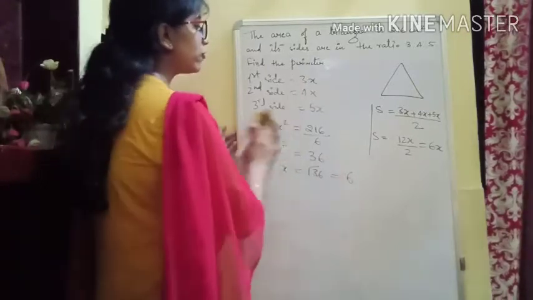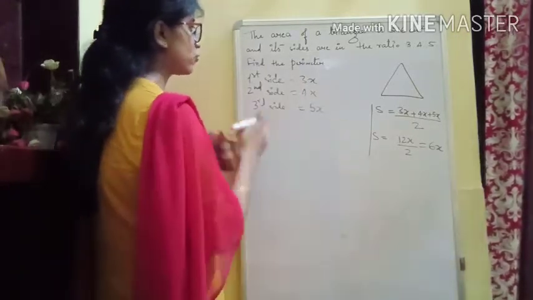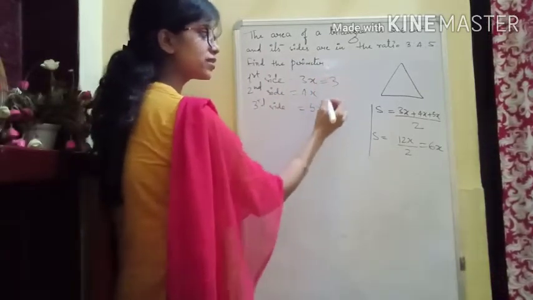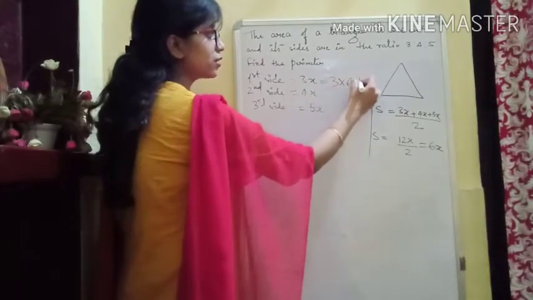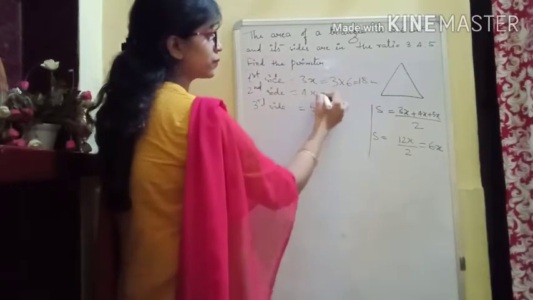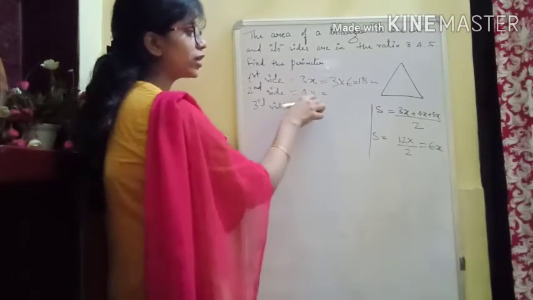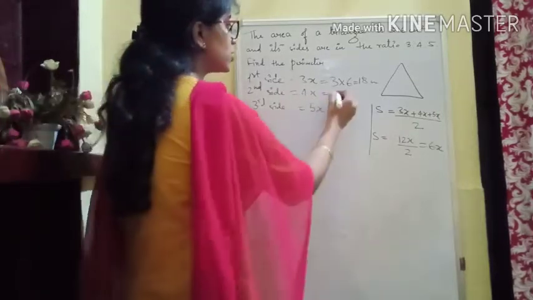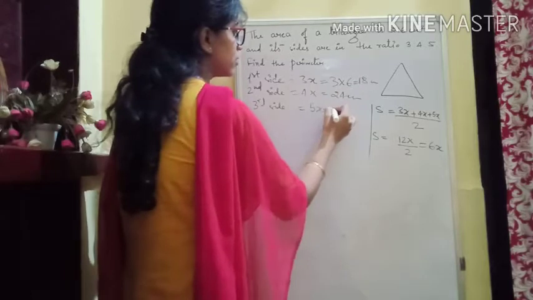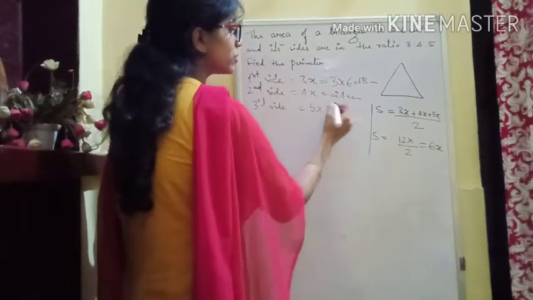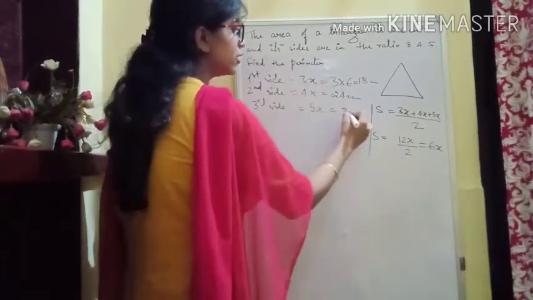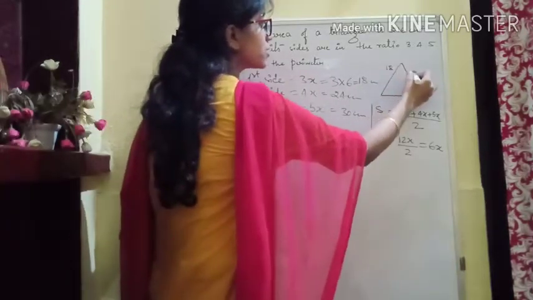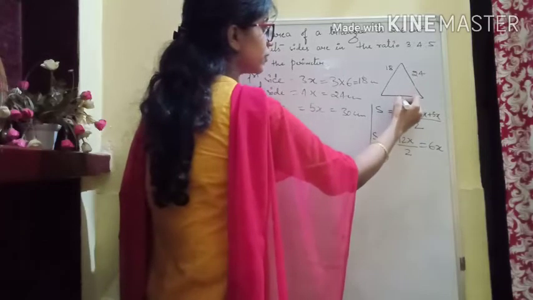If we know the value of x, now we can calculate the length of the sides. What will be the first side? Since it is 3x, and x is now 6, it will be 3 into 6, that means 18 centimeter. Likewise, 4 into 6 will be 24 centimeter. And 5x will be 5 into 6, that is 30 centimeter. So one side is 18, the other side is 24, and one side is 30.